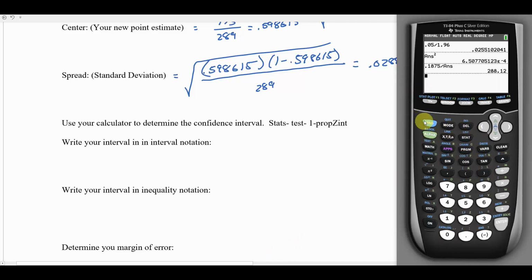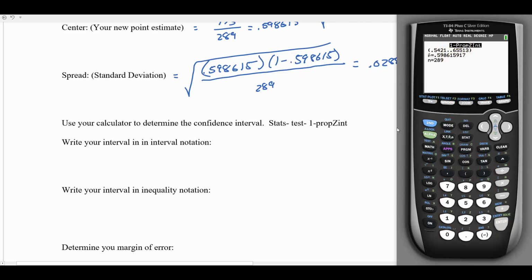Okay. So let's go to stat. We're going to go over to test. Oops, wrong test. So stat, test. We'll do z-test later, don't worry. Today we're going to do this one prop z int. Hit enter. They want to know the number of your successes, so that's going to be 173. Our sample size was 289. And our confidence level was 95%, so that's all we need for this. And there's our confidence interval.